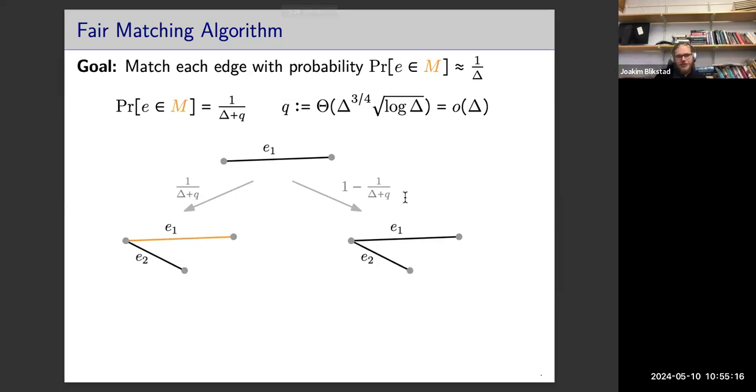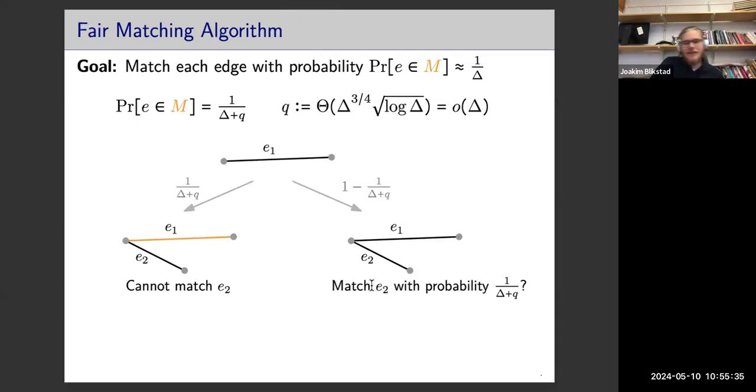Let's see the second edge which arrives. And let's look at this left case first. Here we don't have so much choice. We cannot put it in the matching because then it's not a matching anymore. Here E1 was matched, right? So here there's no choice. We cannot do anything. We cannot match E2.